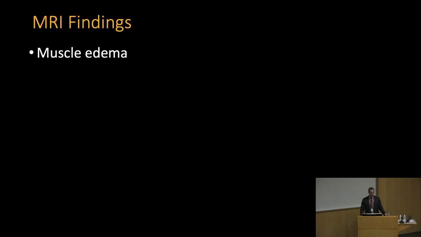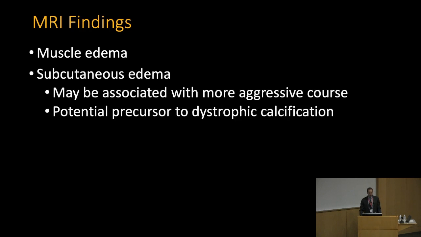So let's go over the MRI findings. The main finding we're looking for is muscle edema, and I'll show pictures of that on the next slide. The other finding that was new to me when I started practice was subcutaneous edema. It's been thought to be associated with a more aggressive course and a potential precursor of the dystrophic calcifications that we've seen. So we look for that as well.